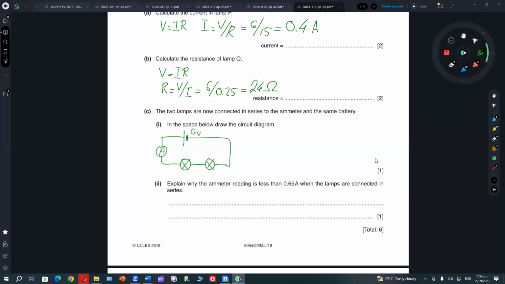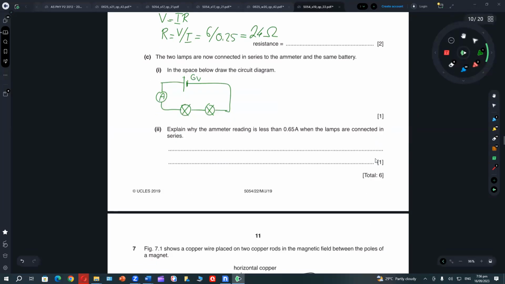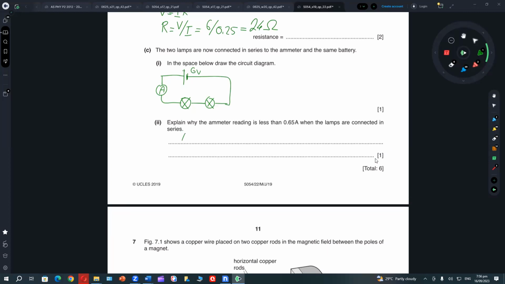Explain why the ammeter reading is less than 0.65. So you will tell the examiner that resistance increases in series. So current decreases. Resistance increases in series, so current decreases. So the reading decreases.